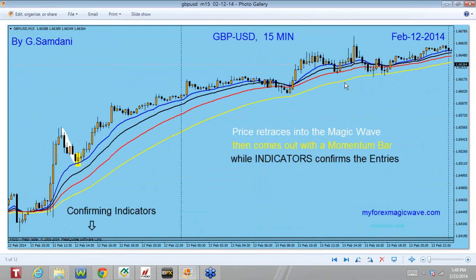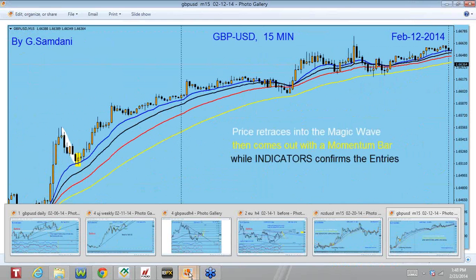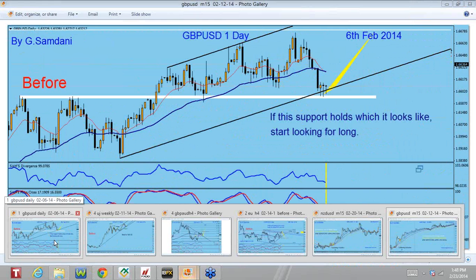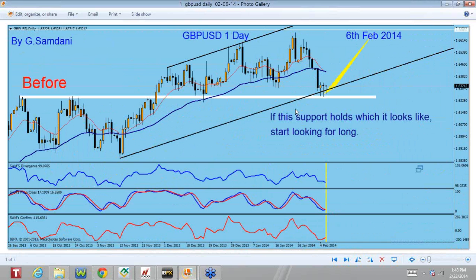So you can see this analysis. Back on February 6th, I sent out this chart to all the subscribers, and nothing can get more clear than this one. I said it is like screaming out loud that it wants to go up.